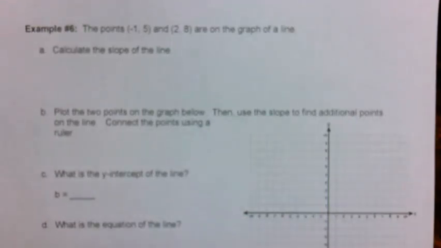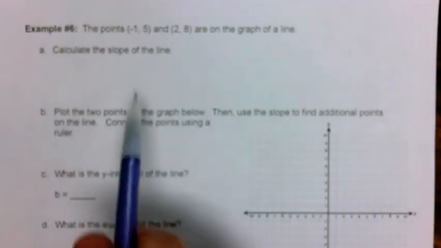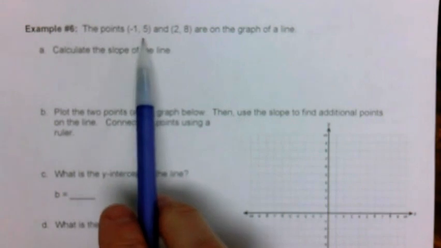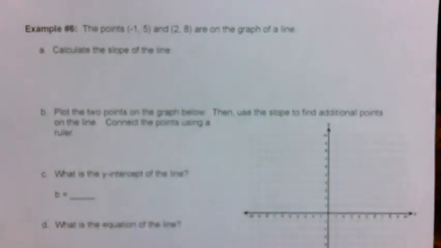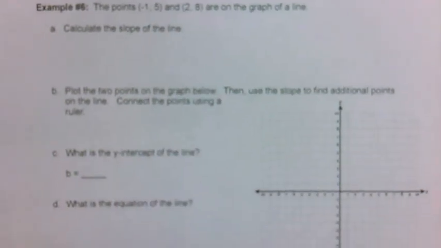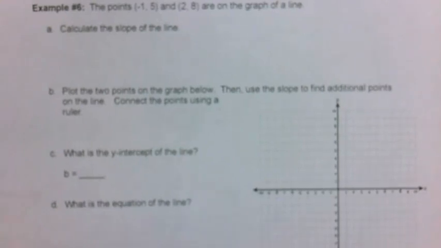Now that I know how to write the equation of a line from a graph, I'm going to see if I can come up with the equation first and then graph the line. So in our next example, I know that the line goes through the points negative 1, 5 and 2, 8. The first thing I'm going to do with those 2 points is calculate the slope of the line.